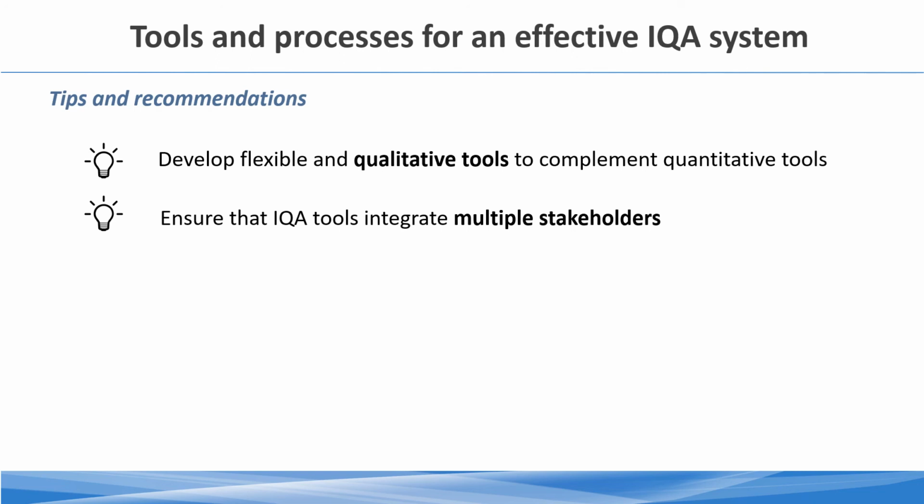IQA primarily collects students' views on their learning experience and on factors for their academic success. But an effective IQA system also takes into account the perspectives of other stakeholders, such as academic and administrative staff, graduates, and employers, who can provide valuable feedback on the quality of study programs.